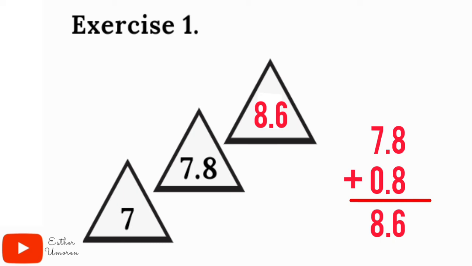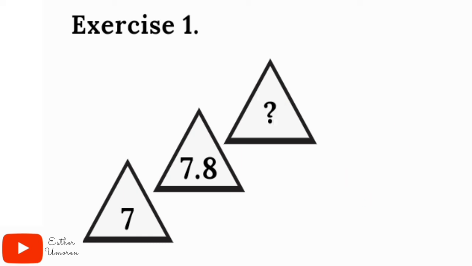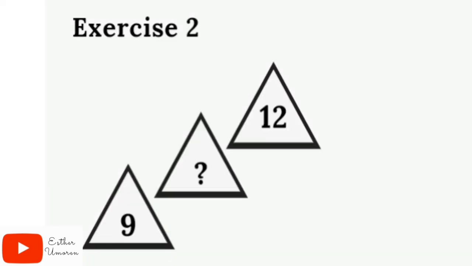Now to number 2. In number 2, we have 9, question mark, and 12. Here we have a number available in the first triangle, but the second is empty, and we have 12 in the highest triangle. So I'm supposed to add a particular number to 9 to have the number in the middle, and add that same number to the number in the middle to have 12.